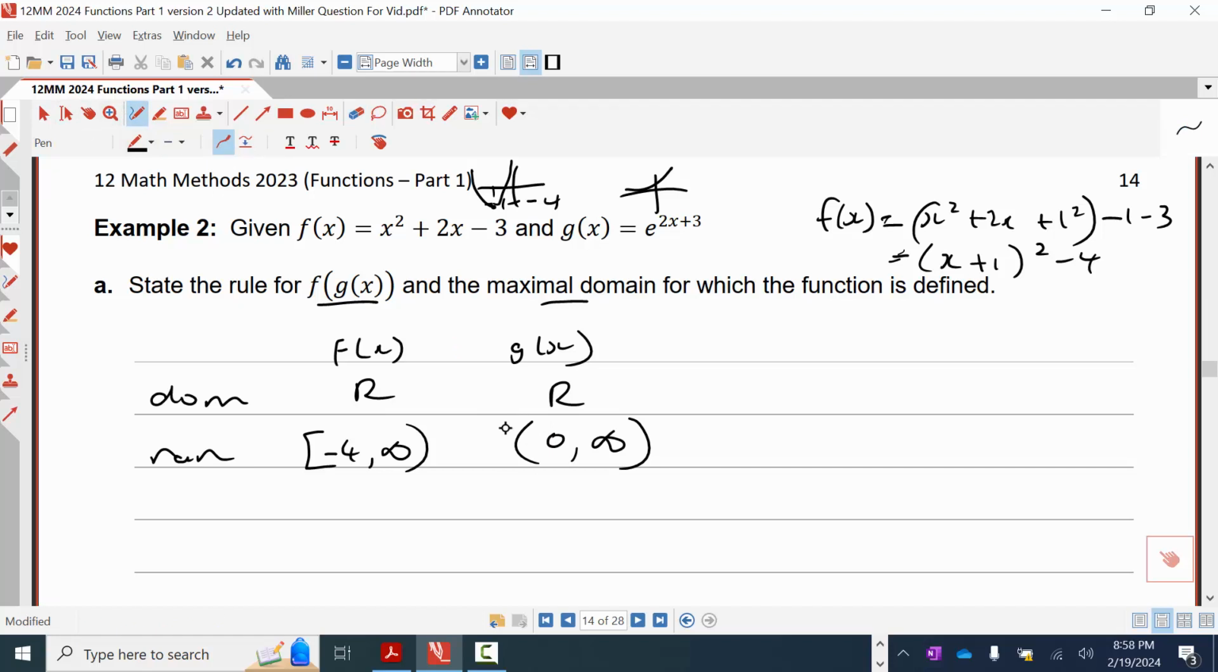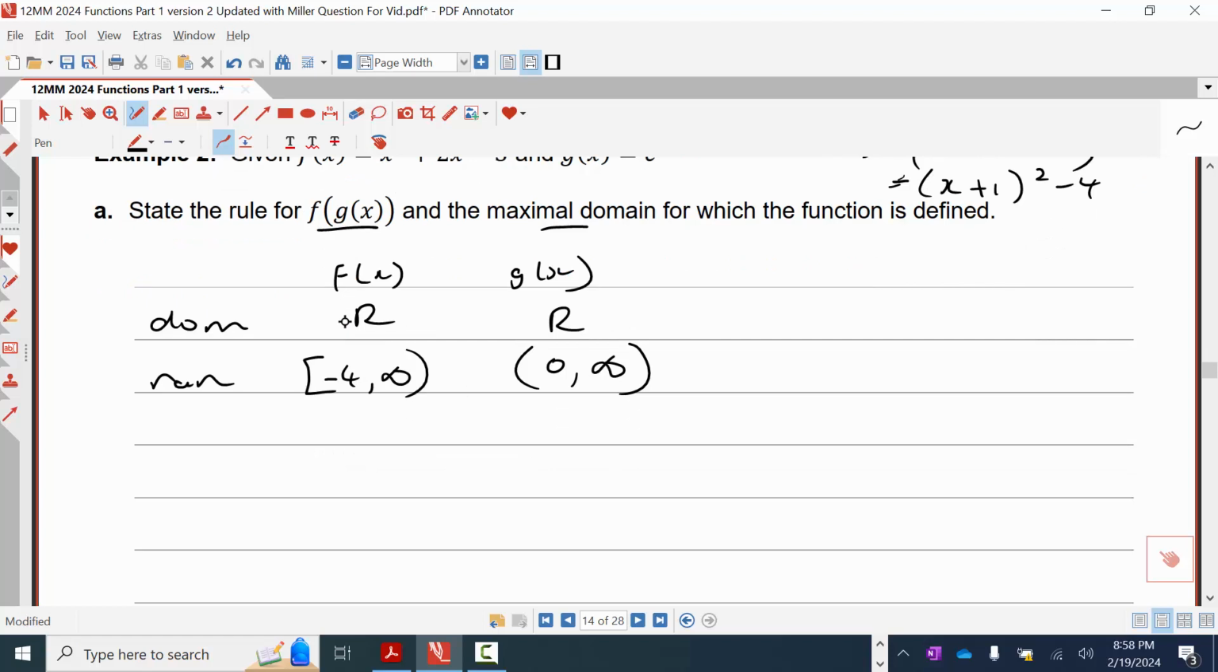Okay, so now that I've done this, let's do f of g of x. Let's see if the composition can be formed without modification. So I'm just going to say the range of g, which is 0 to positive infinity, is a subset of the domain of f, which is all real numbers. Now let's just check whether that's true. Okay, yep, 0 to positive infinity is a subset of all real numbers. So the composition works.